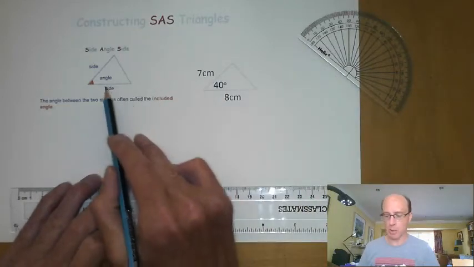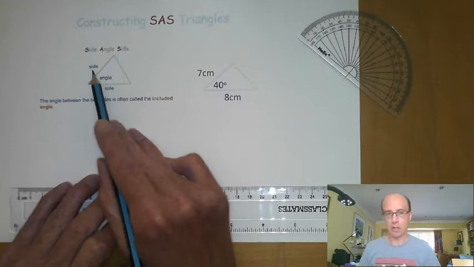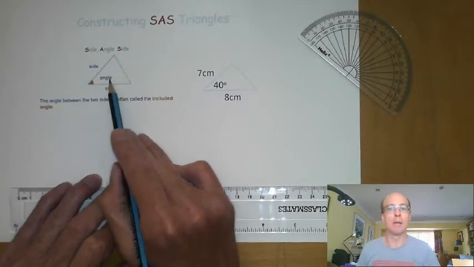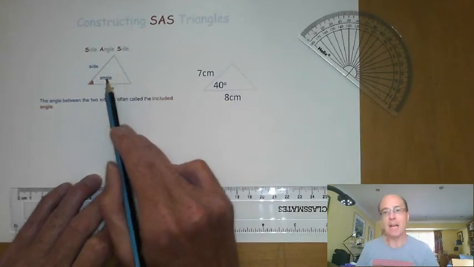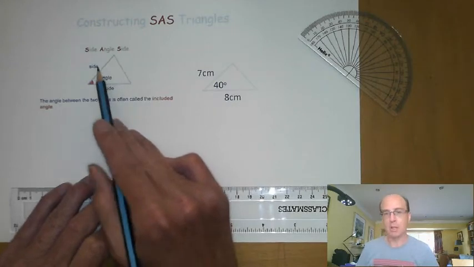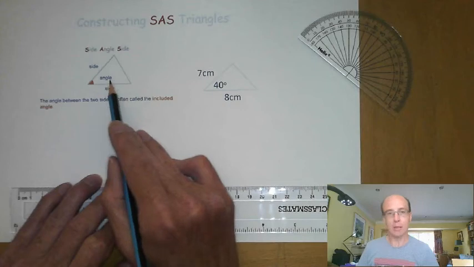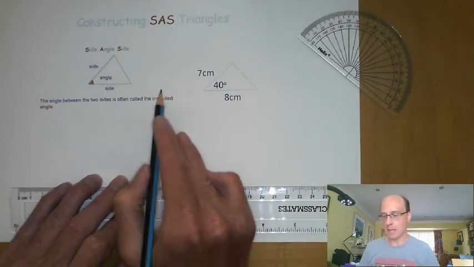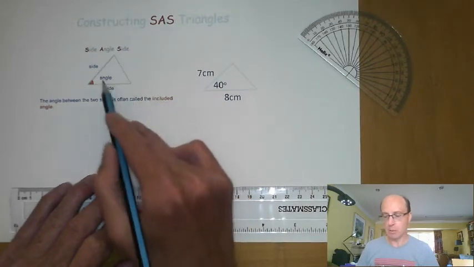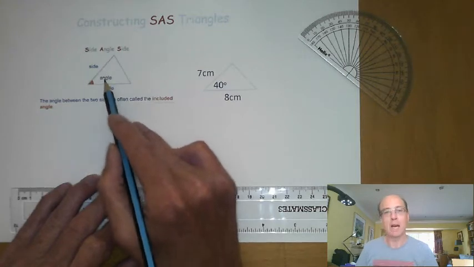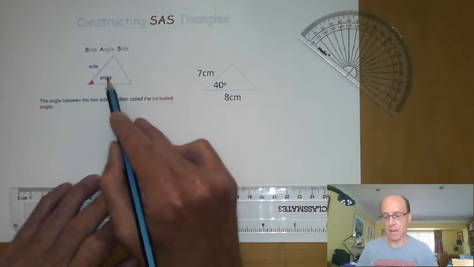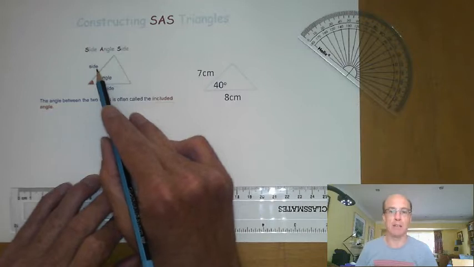So this is a triangle where we know two of the sides and an angle, and importantly the angle sits between the two sides where we know the length. Okay, we call that angle the included angle. It's sitting between the two sides that we know, so we have a side, angle, side, SAS.